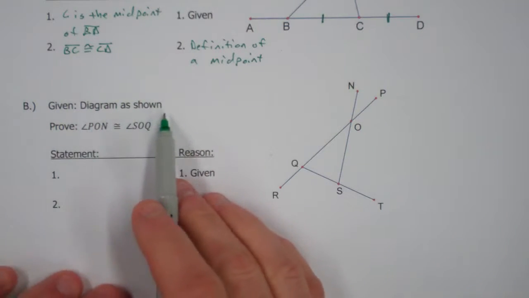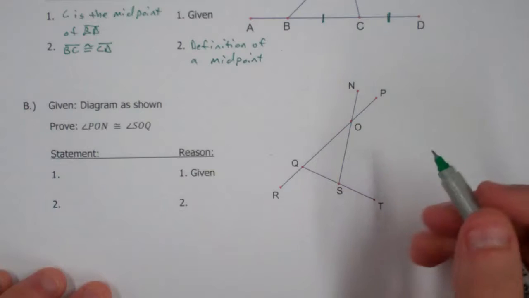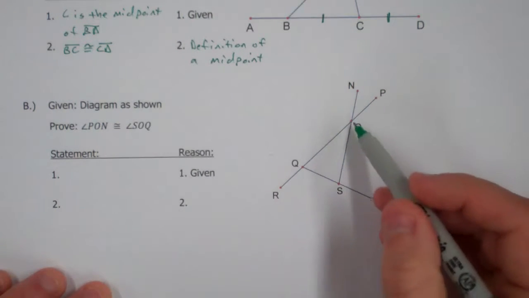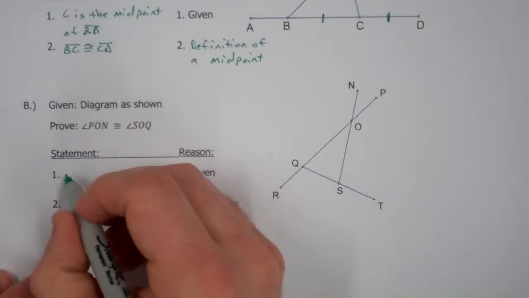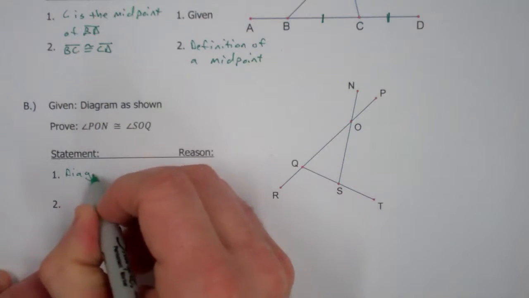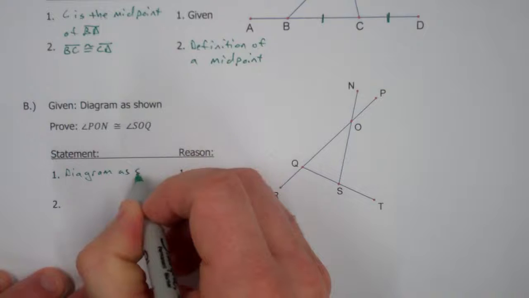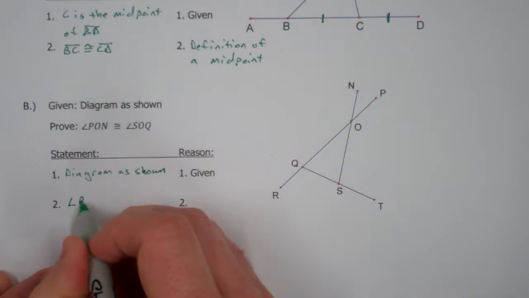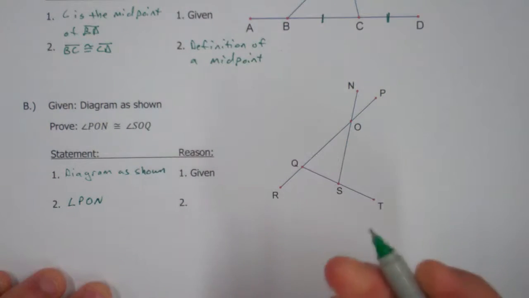We're given the diagram as shown. And we want to conclude that PON is congruent to SOQ. So we can write diagram as shown. And for part 2 here, we're going to write our proof statement. It's the last, so we can write it there.